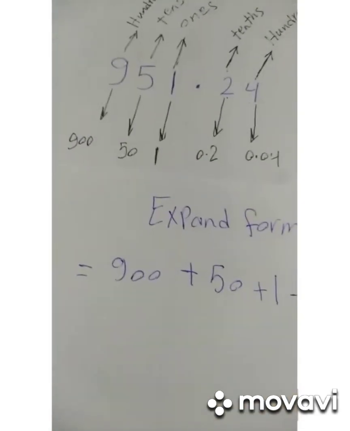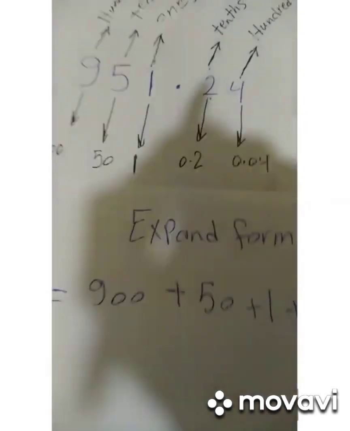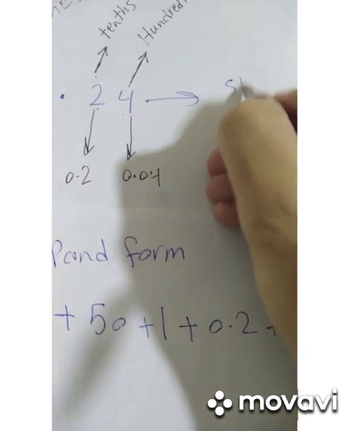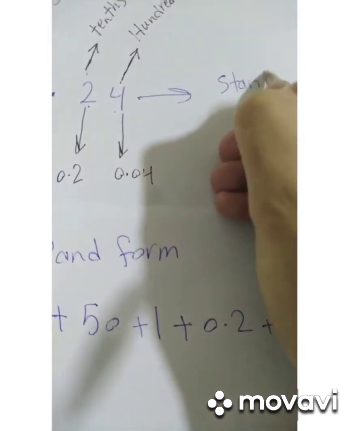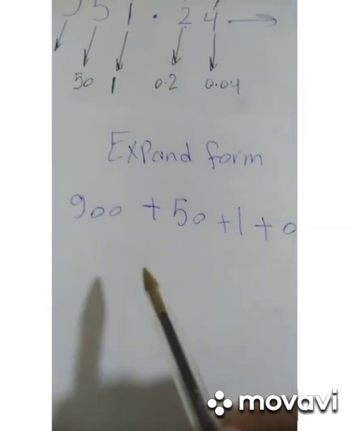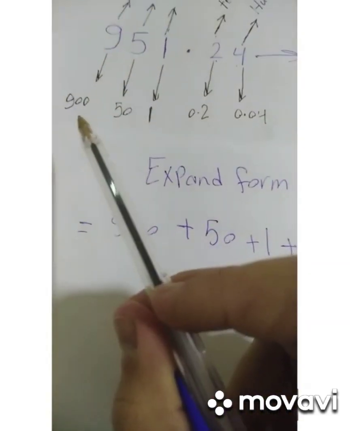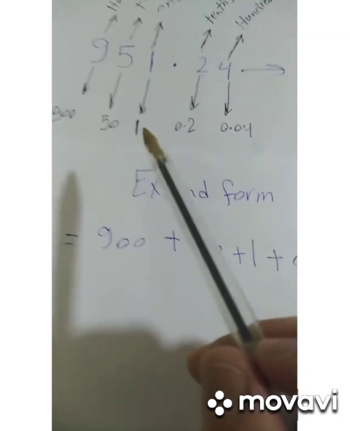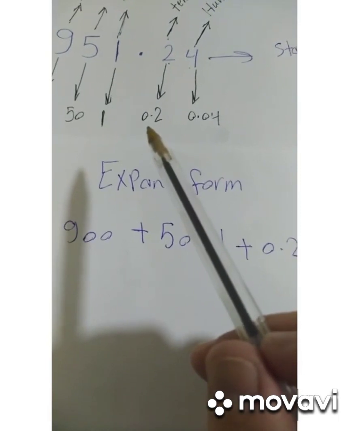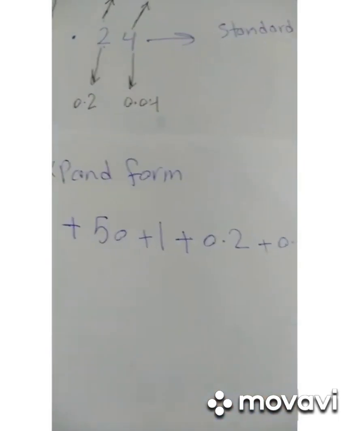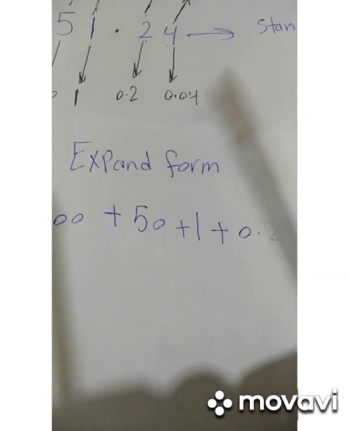So now we know two forms of the decimal number. This form, the main form, is called what? It's called standard form. And the second form is called expanded form, like 900 plus 50 plus 1 plus 2 tenths plus 4 hundredths. And this form is called, yes, expanded form.